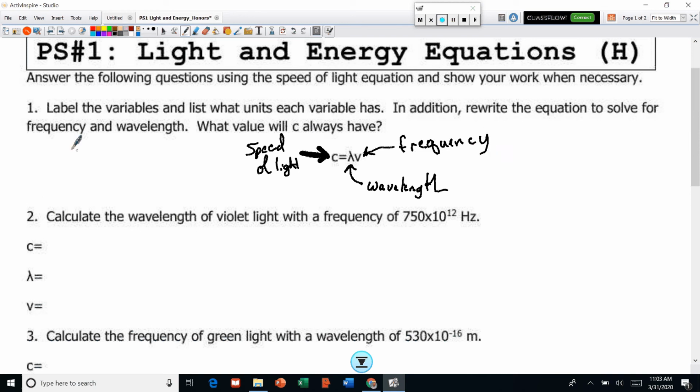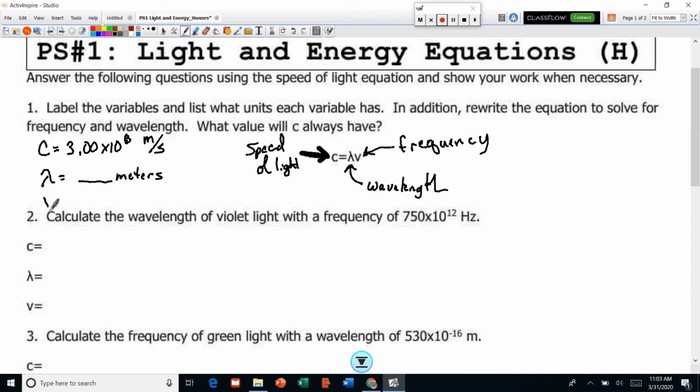All right, some things to pay attention to: the speed of light, C, is going to be 3.00 times 10 to the 8th, and that's in meters per second. So since this is meters per second, we have to pay attention to the fact that wavelength should be measured in meters. Sometimes you'll see it measured in nanometers, but then you have to convert. The video talks about how to convert it.